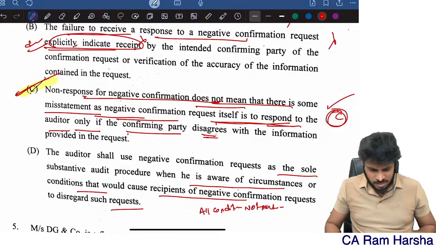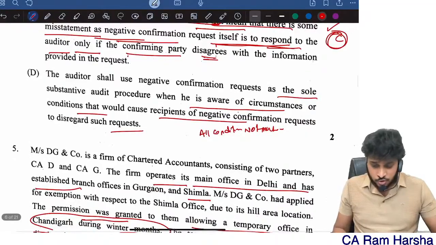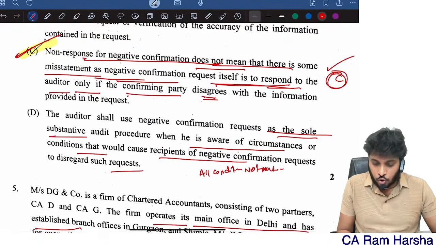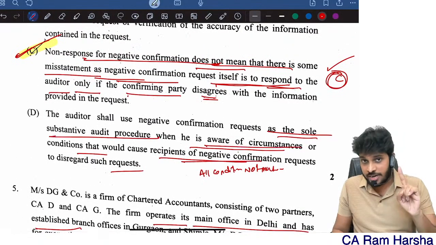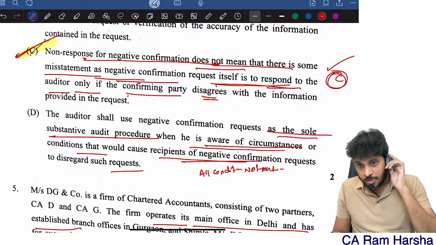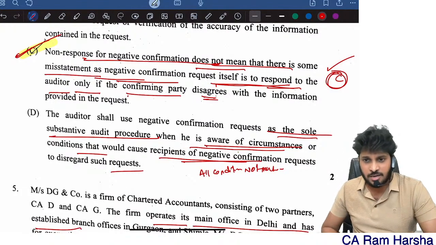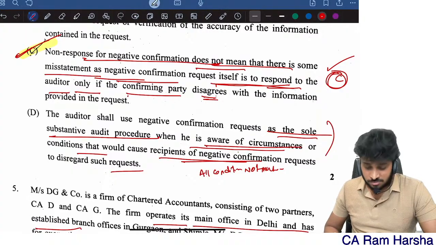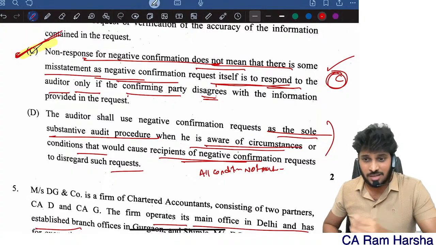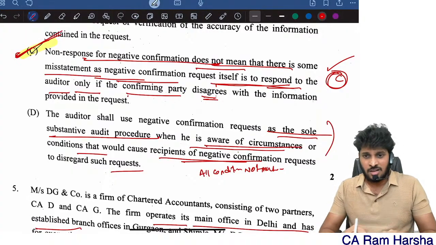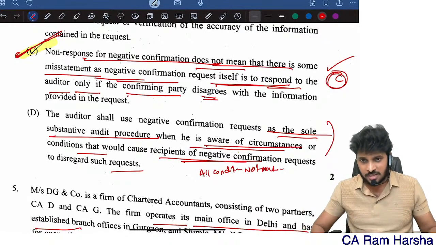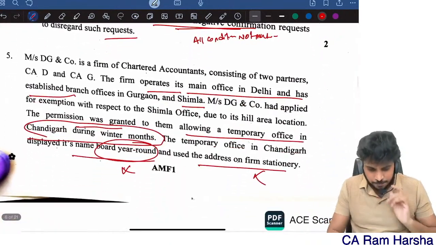Yeah, perfect. Next. So the auditor shall use sole substantive, if at all, when negative confirmation request can be used only when. Yeah, the answer is here. I think it is going on well. For somebody it is proper. Yeah, thanks Pushpalata. Yeah, next.